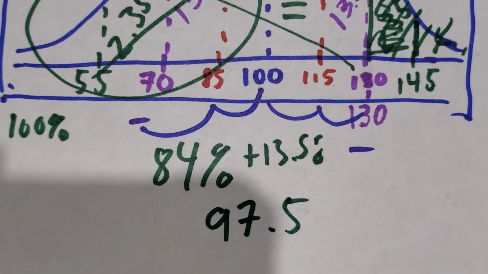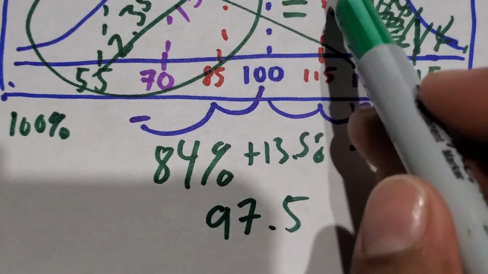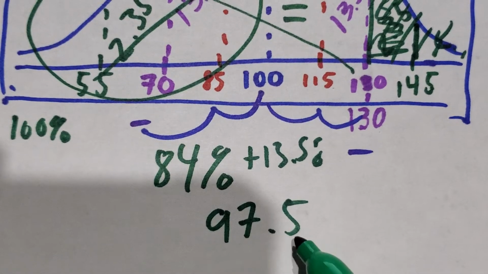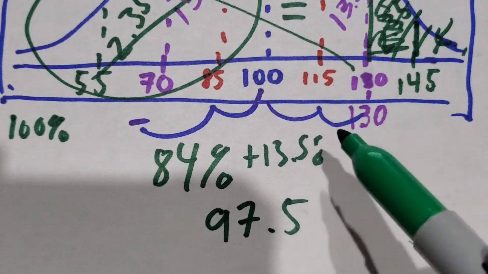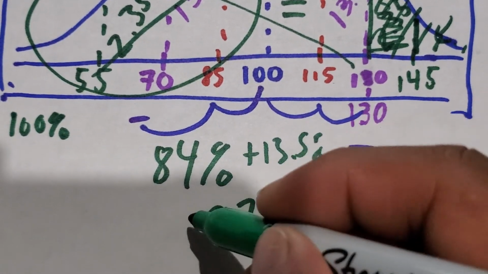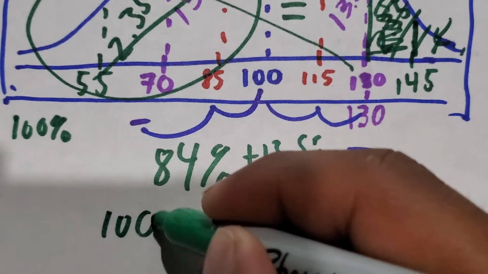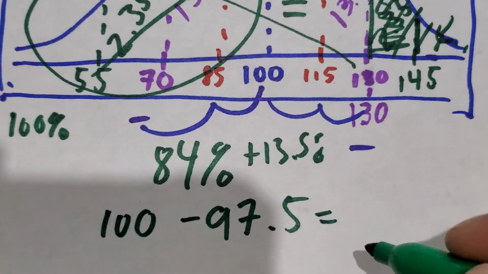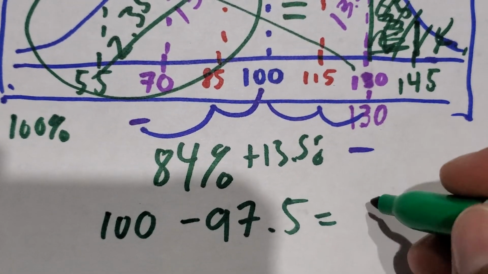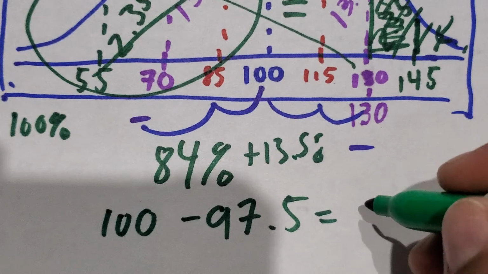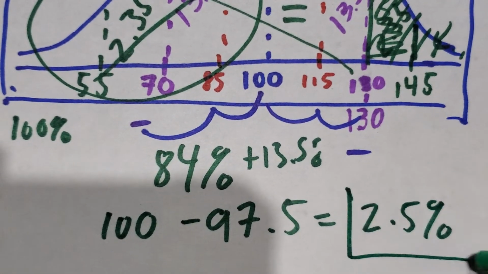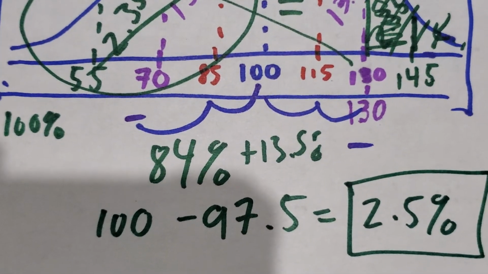that ends up giving me 97.5. And then that's just adding from 130, everything to the left is 95%. Whatever's left over is the percent of IQ scores above 130. So all I have to do here is subtract that from 100, and that ends up giving me exactly what's above 130, which is going to be 2.5%. That would be our answer.